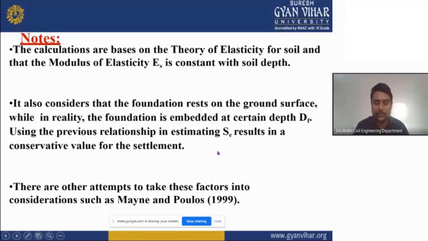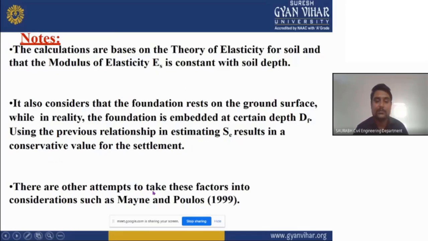Note, there are some notes given which you need to remember always. The calculations are based on the theory of elasticity for the soil, and the modulus of elasticity E_s is constant with the soil depth. It is also considered that the foundation rests on the ground surface, while in reality the foundation is embedded at a certain depth, which we call the depth D_f. Using the previous relationship in estimating S_c, the soil settlement results in a conservative value for the settlement.